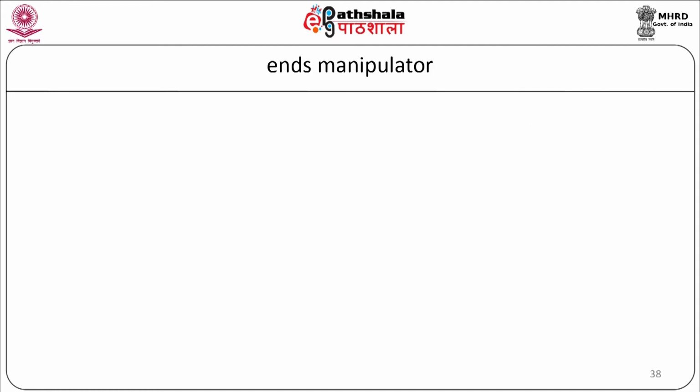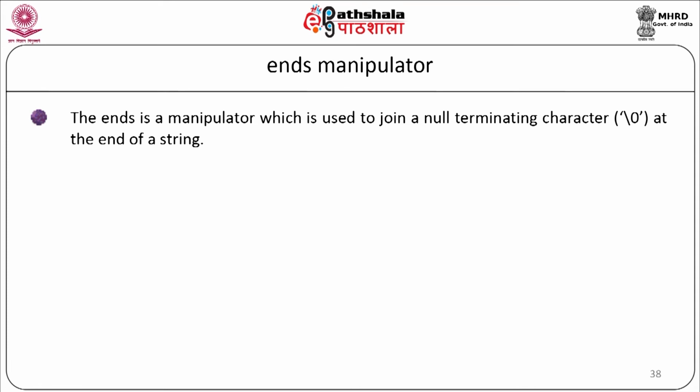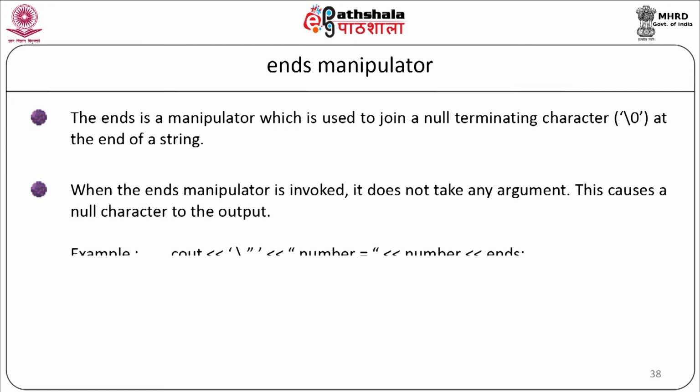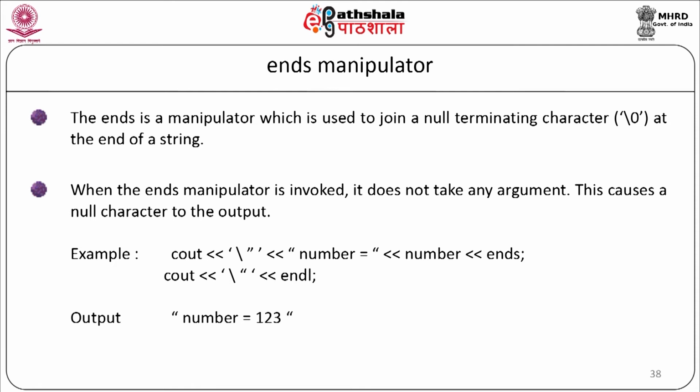The next manipulator is ends. The ends is a manipulator which is used to add a null terminating character \0 at the end of a string. When the ends manipulator is invoked, it does not take any argument. This causes a null character to be added to the output. Example, cout, in the text field "number =", the value of number, ends, next cout, "\n" and endl. Here the output will be number = 123.